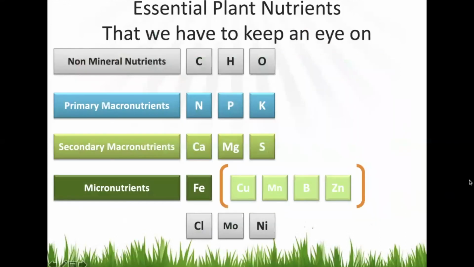So here's just a summary on some stuff that you guys need to memorize, but these are the elements that we really need to keep our eyes on. So the non-mineral nutrients: carbon, hydrogen, oxygen. But the primary macronutrients are nitrogen, phosphorus, and potassium. The secondary macronutrients: calcium, magnesium, sulfur, and then the micros as well.